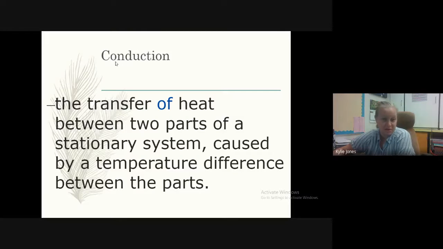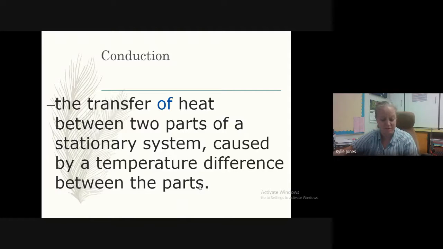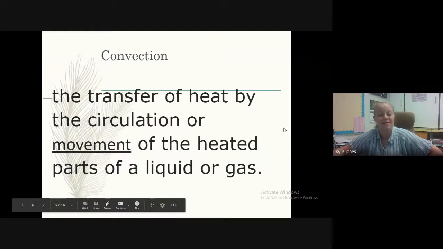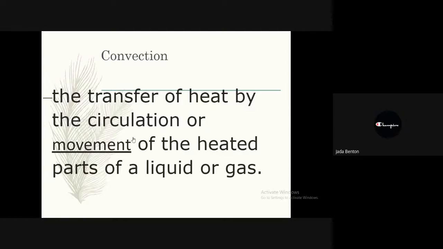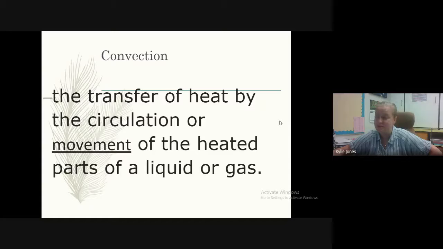So first off, conduction. Conduction is the transfer of heat between 2 parts of a stationary system caused by the temperature difference between 2 parts. We're going to go more in depth on these later. It's just right now the review of the vocabulary. So that's what conduction means. And then the next one, convection. The transfer of heat by the circulation or movement of heated parts of a liquid or gas. Convection is more of like boiling water type of heat.